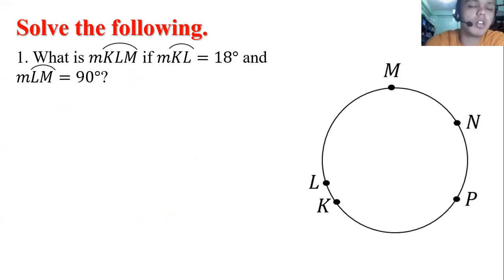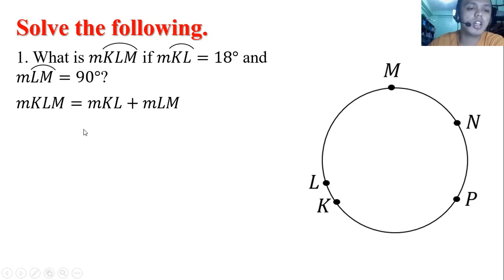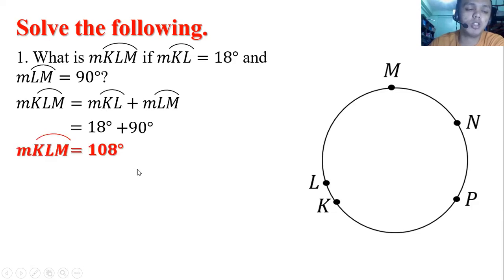Okay. Exercise time. Now, what is the measure of arc KLM if your measure of arc KL is 18 degrees and your LM is 90 degrees? This is KLM. KL is 18, then LM is 90. So here, using the arc addition postulate, KLM is equal to KL plus LM. Substitute your KL to 18, your LM to 90. So 18 plus 90 is equal to 108 degrees. So your measure of arc KLM is 108 degrees.